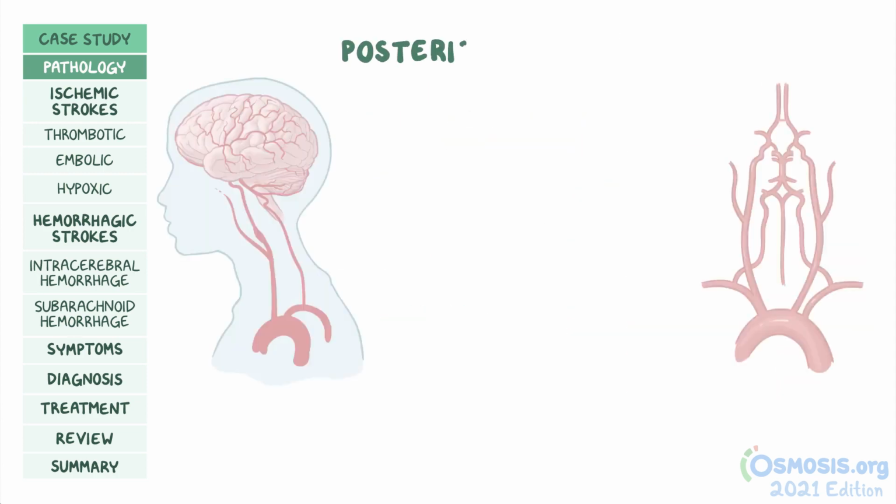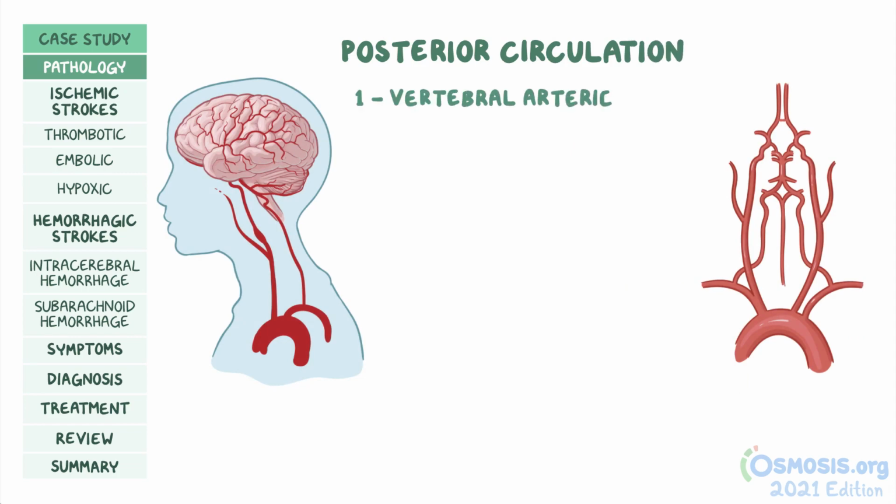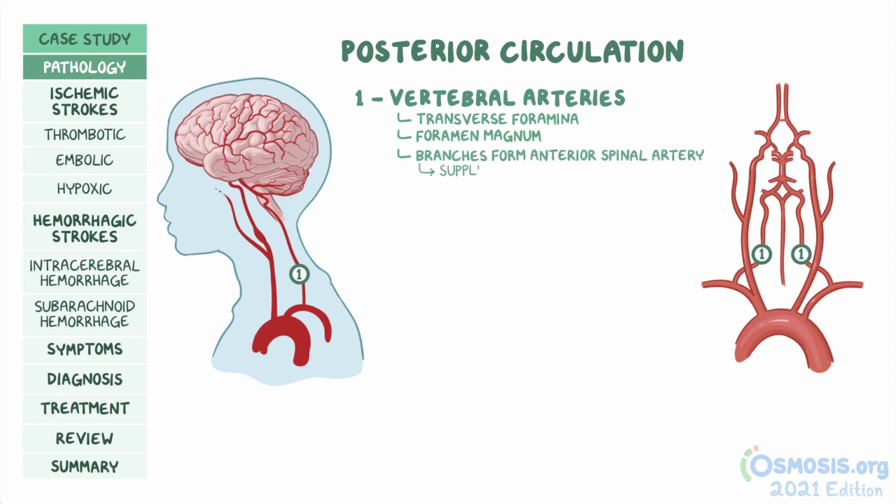Moving on, the posterior circulation starts with the vertebral arteries, which head up through the transverse foramina of the cervical vertebra and then through the foramen magnum into the cranial cavity. The vertebral arteries send branches that form the anterior spinal artery, which supplies the medial medulla and the anterior portion of the spinal cord above the level of T8. Below that level, the spinal cord is supplied by the artery of Adamkiewicz, which is a branch of the aorta.